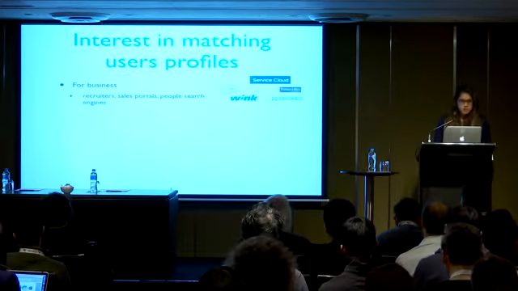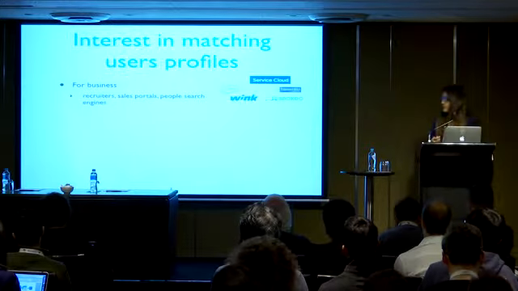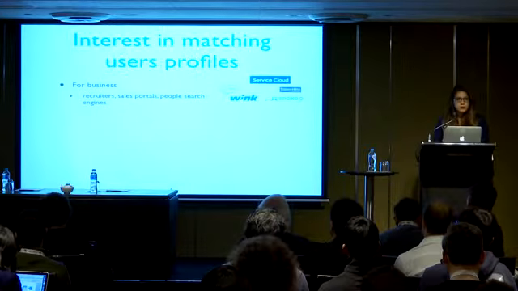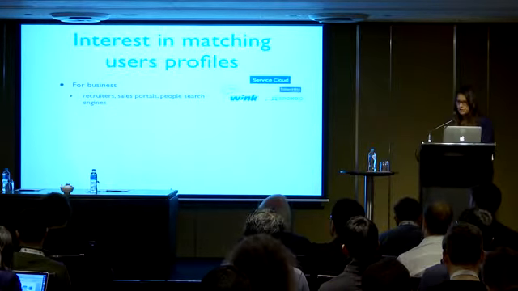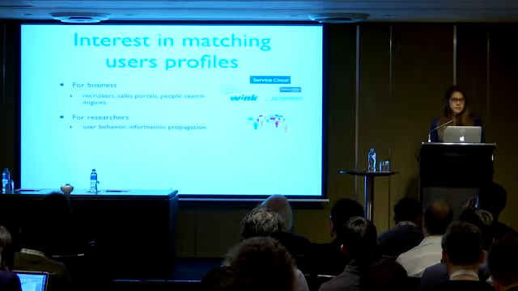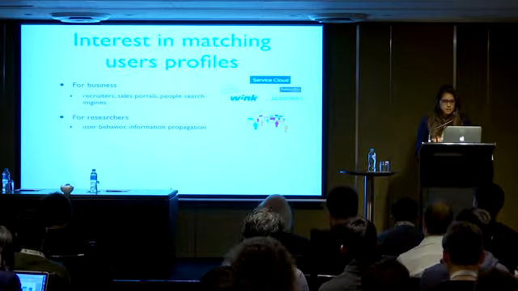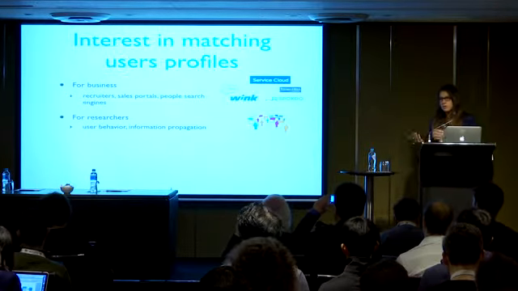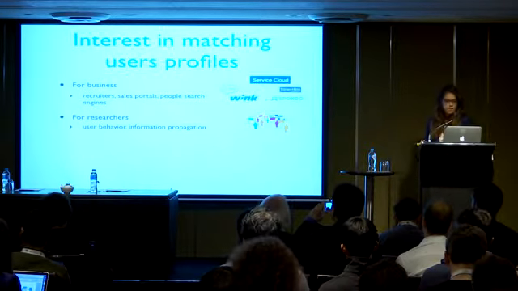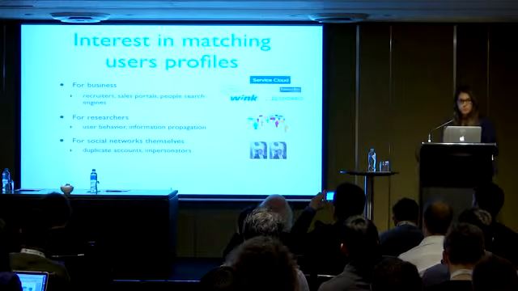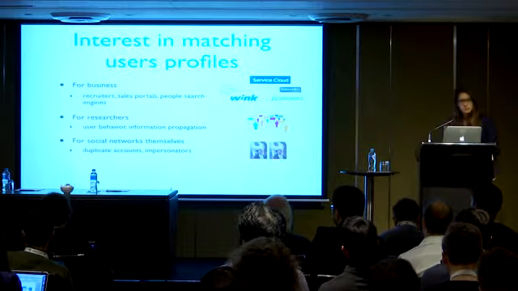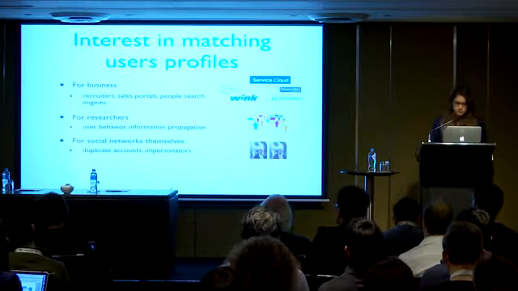First, we have businesses that can build new services. For example, there are already startups that match profiles to help recruiters hire people, and you can also have people search engines. Besides matching for businesses, there is also an opportunity for researchers that can study, for example, not only the user behavior within a single social network, but how users behave across different communities. Finally, matching profiles can also be useful for the social networks themselves, which can now detect a duplicate or impersonating account, which is a big problem for them.